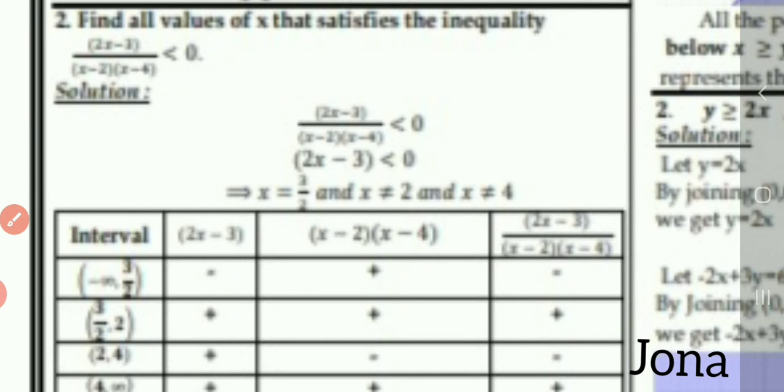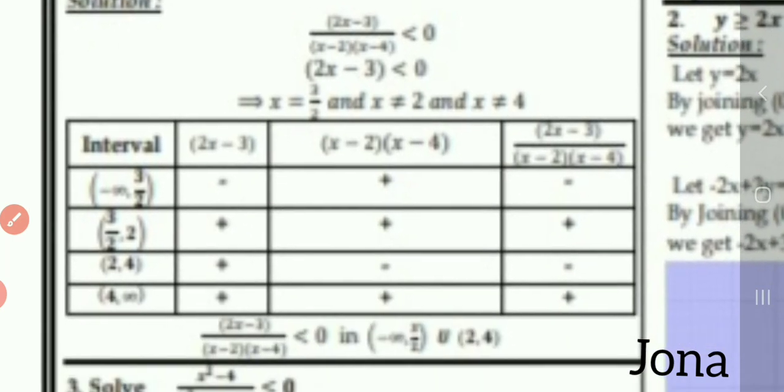In this problem we have the less than symbol only, less than 0 only. So I want to know from this table for which intervals we got the minus symbol. Here and here we got the minus symbol. Okay, and it is less than only, there is no less than or equal to, so we have to use the open interval only. Therefore the answer will be minus infinity to 3/2 union 2 to 4. In these two intervals we got the minus symbol, so the solution lies in these intervals.